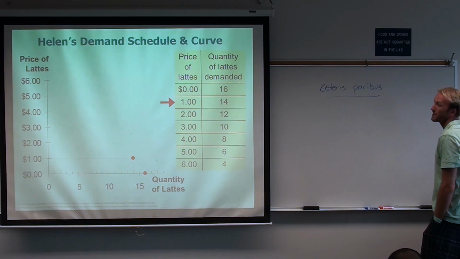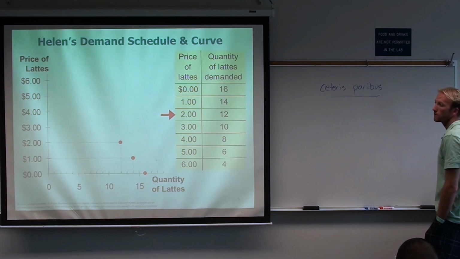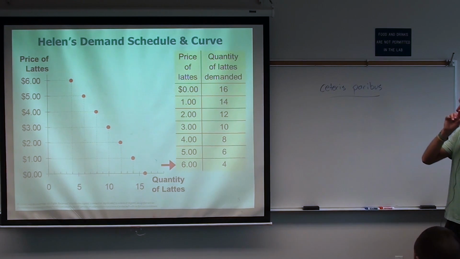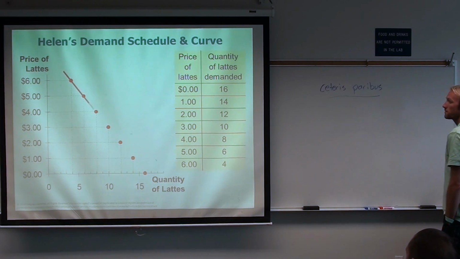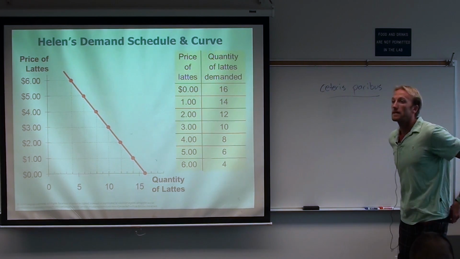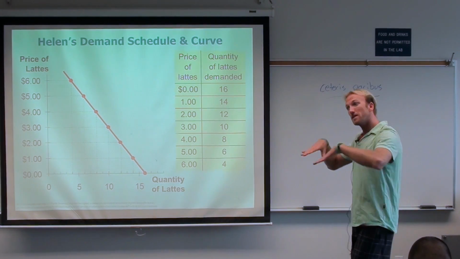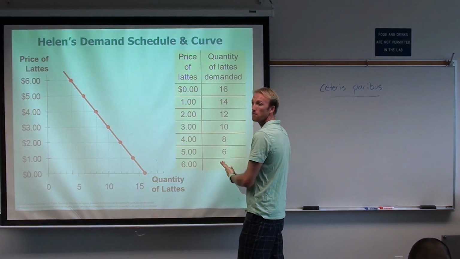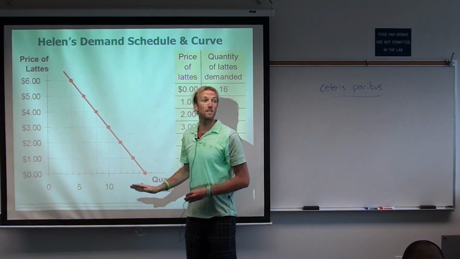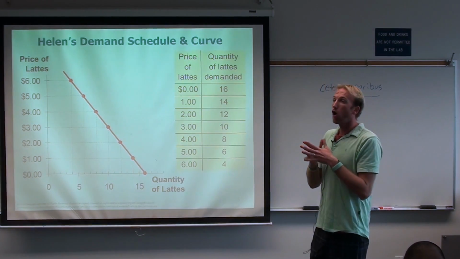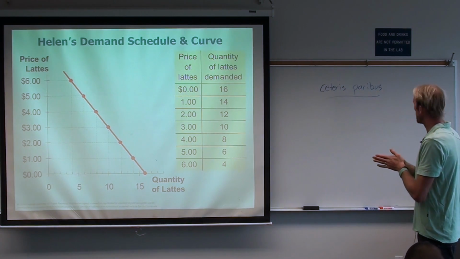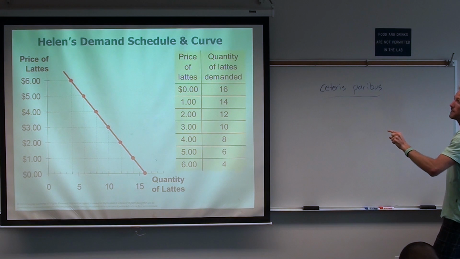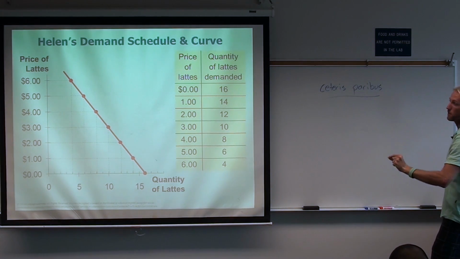The same thing, when the price goes up to $2, I drop to 12. And then the same thing for the rest of them. Finally, the last thing that I do is I connect them all with a line. And that's known as my demand curve. This is a really convenient way to synthesize all the information. There's quite a bit of information in this table, and I'm able to fit it all into one graph. It tells me the quantity demanded by Helen at every price point.